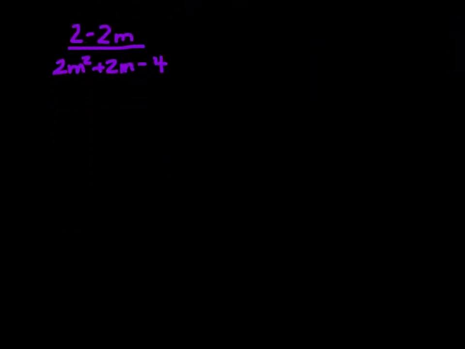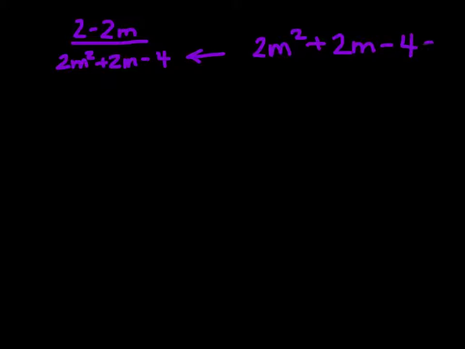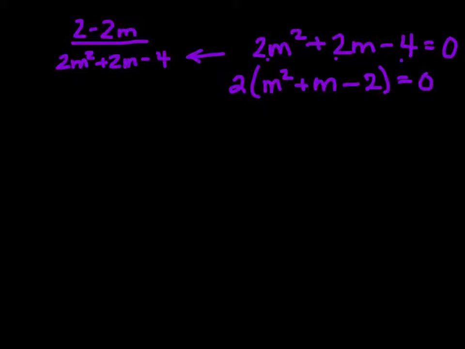We have 2 minus 2m over 2m squared plus 2m minus 4. First things first, let's identify our excluded values. We have this 2m squared plus 2m minus 4, and we need to set all of that equal to 0. So let's factor a little bit. Factoring could mean taking out a GCF, so I'm going to take out a 2 from every term because there's a 2 as a factor of each term. So we have m squared plus m minus 2 equal to 0.